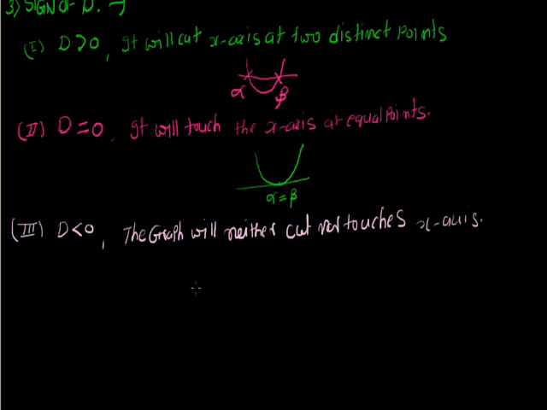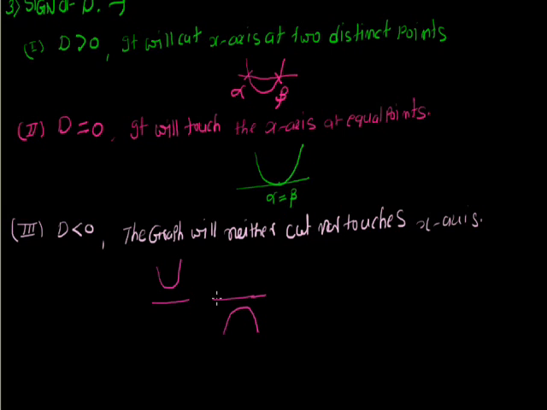Means it will lie on the upside of the x-axis or on the downside of the x-axis. These situations can be represented like this. The graph will be like this, or it can be like this. These are the two situations when d is less than 0.